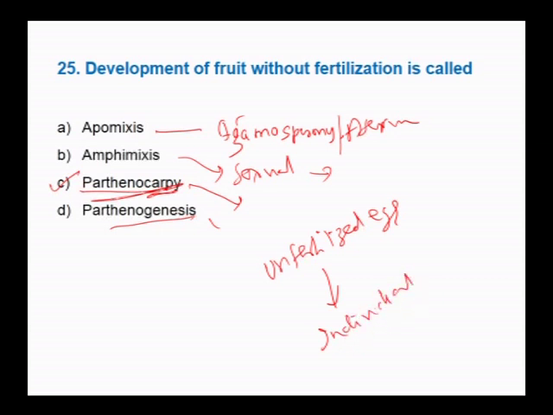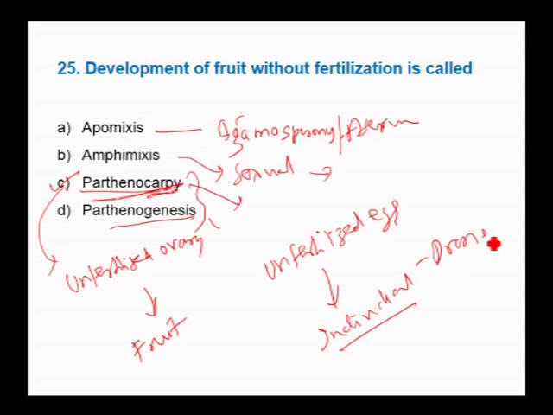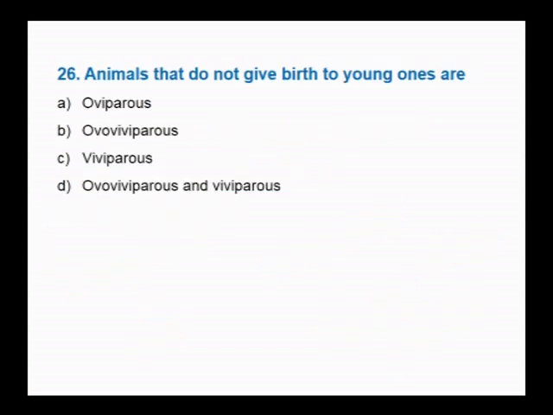Generally you get confused between these two, parthenocarpy and parthenogenesis. Development of an unfertilized ovary into a fruit is parthenocarpy, whereas an unfertilized egg develops into an individual in parthenogenesis. For example, drones are developed from unfertilized eggs. You can use the term parthenoids: organisms which are developed from unfertilized eggs. Therefore, the development of fruit without fertilization is called parthenocarpy. The answer is parthenocarpy. Next question.